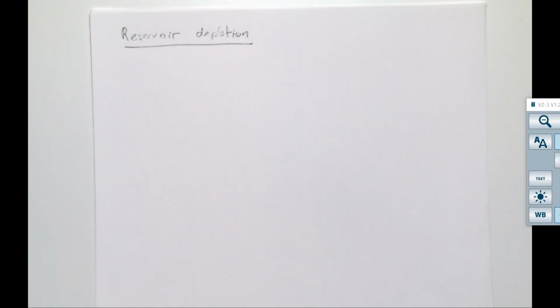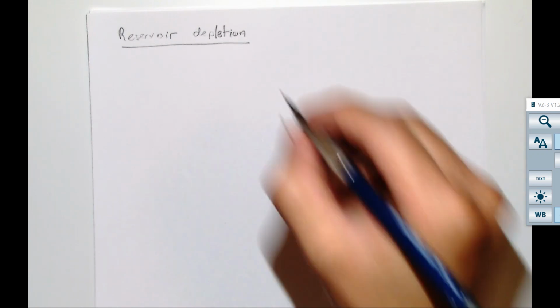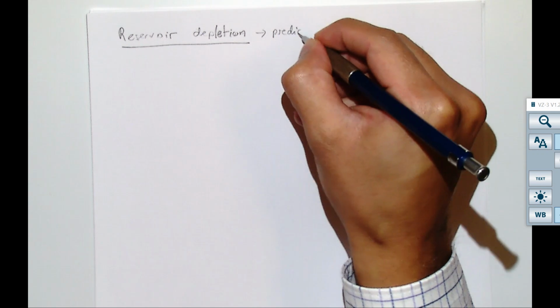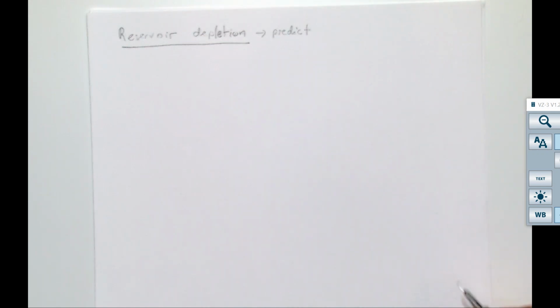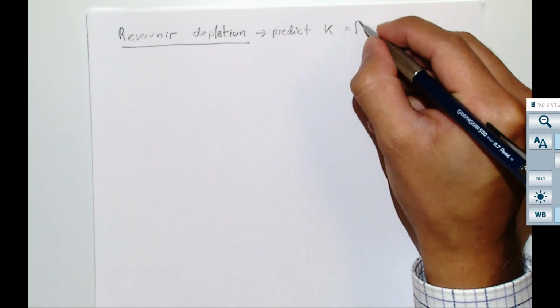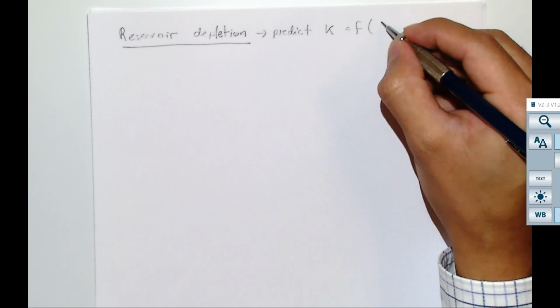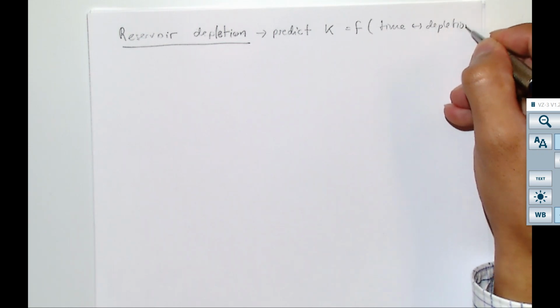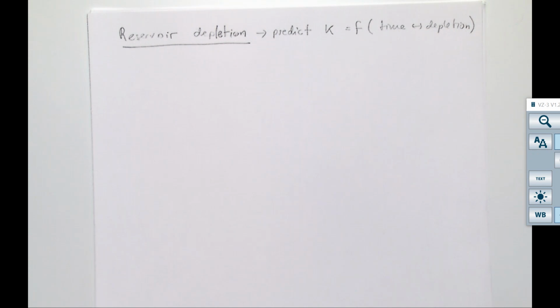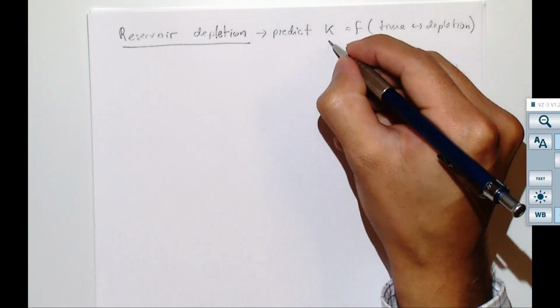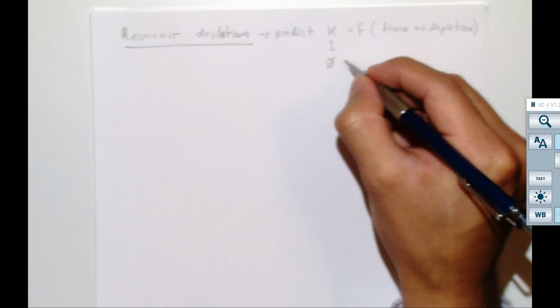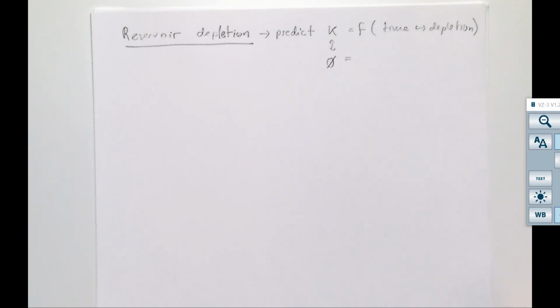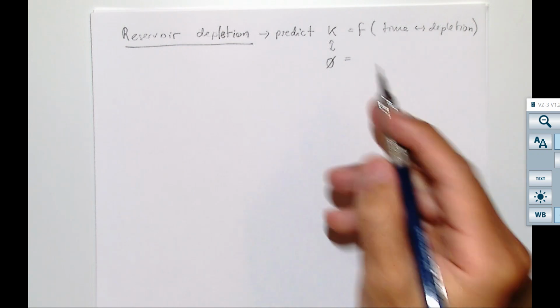Okay, so for reservoir depletion, our objective is to predict what is going to be permeability as a function of time, when time means that you have depletion. We have a variation of pore pressure. And we know that we can link permeability sometimes to porosity. So if we can find and calculate porosity, we can tell what is going to be K.